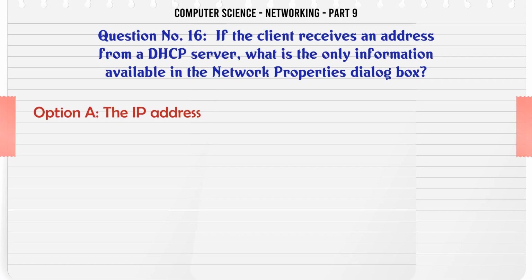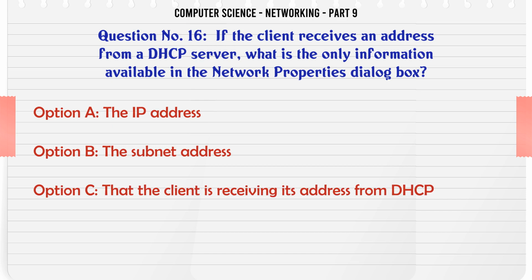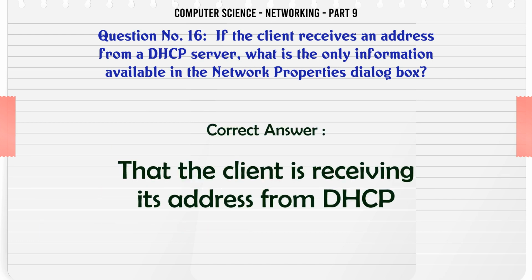If the client receives an address from a DHCP server, what is the only information available in the network properties dialog box? A. The IP address. B. The subnet address. C. That the client is receiving its address from DHCP. D. The default gateway. The correct answer is that the client is receiving its address from DHCP.